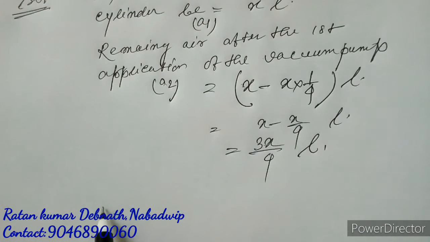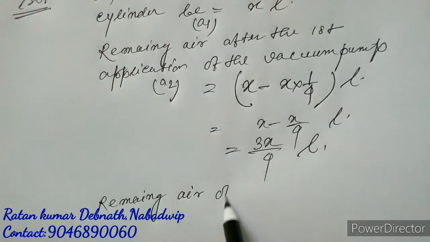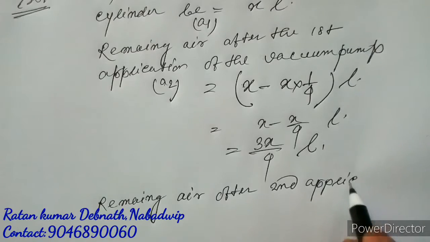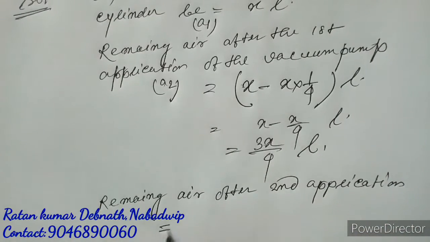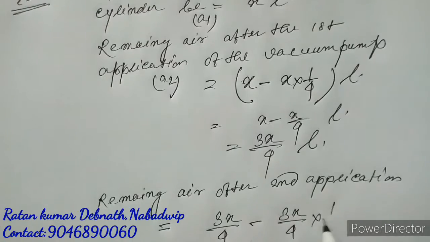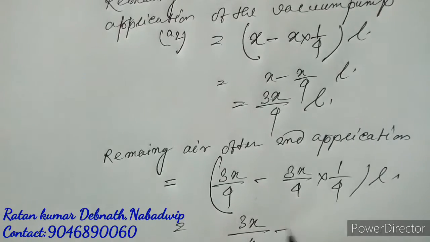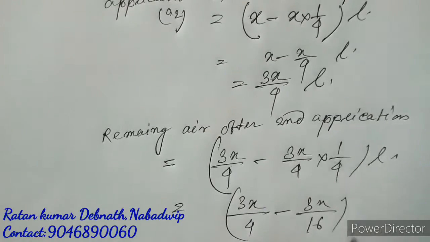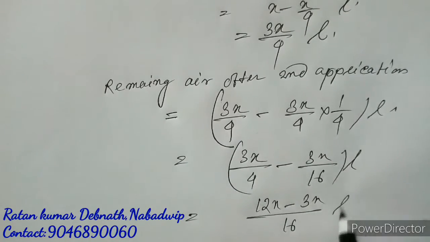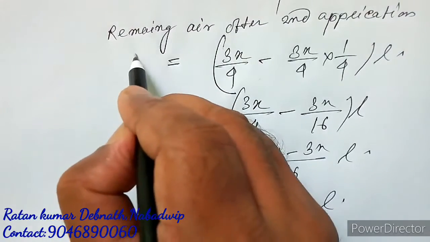Now remaining air after the second application of the vacuum pump equals 3x by 4 minus 3x by 4 into 1/4 liter. 3x by 4 minus 3x by 16 liter. 12x minus 3x by 16, 9x by 16. This is our third term, A3.